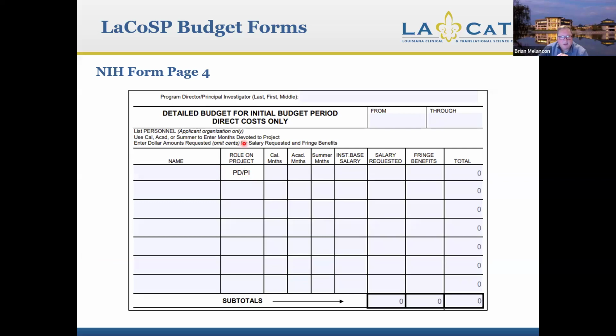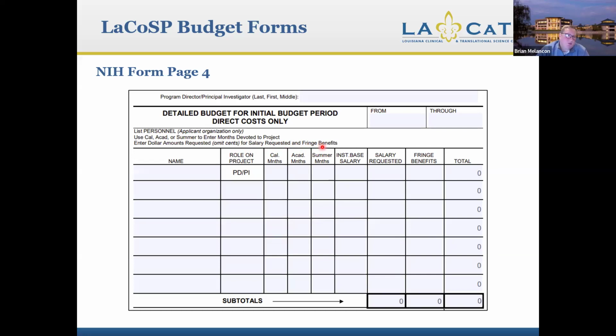But with that being said, this is where you'll put if there's, for example, a coordinator or a research specialist that is going to be participating and doing work on the project. You'll put their name, you'll put their role. And then, of course, we'll run down the line here and try to understand calendar months, academic months, and summer months. So this has to do with the effort that you are requesting this person fulfill for this project. And what I mean by that is some people call it percent effort.